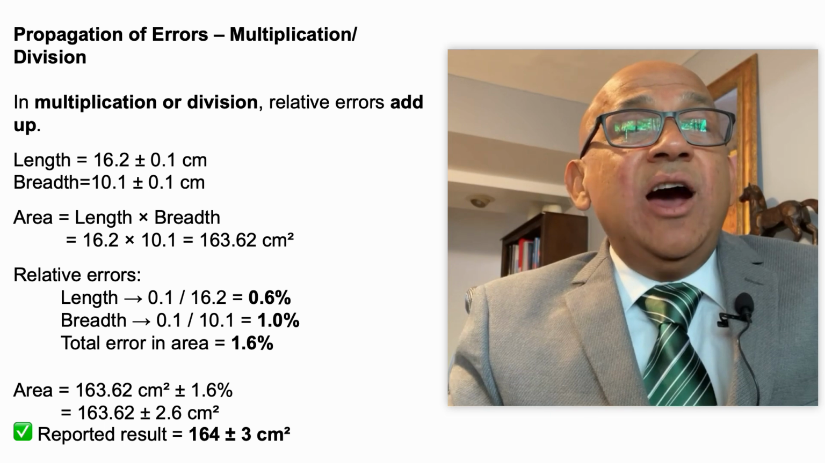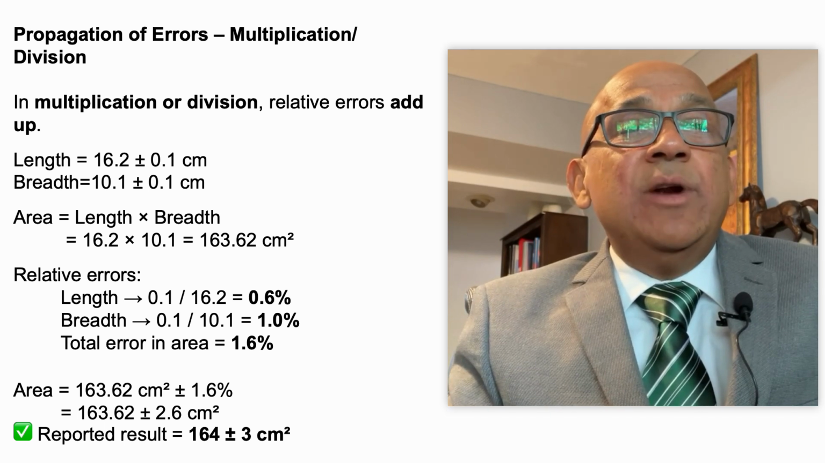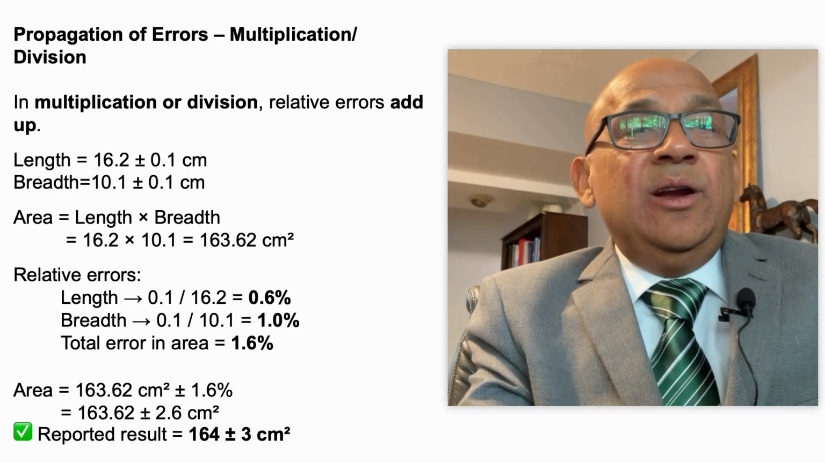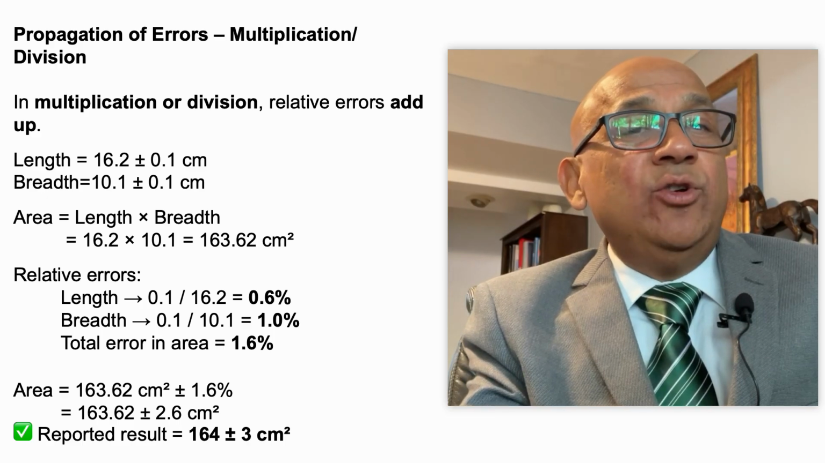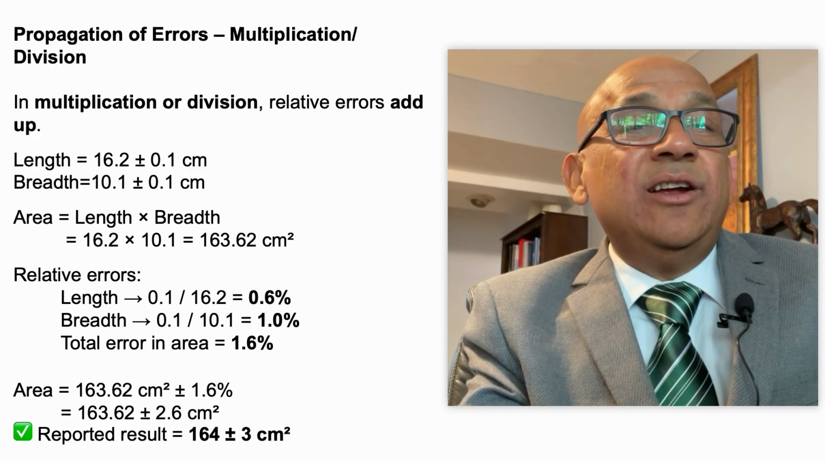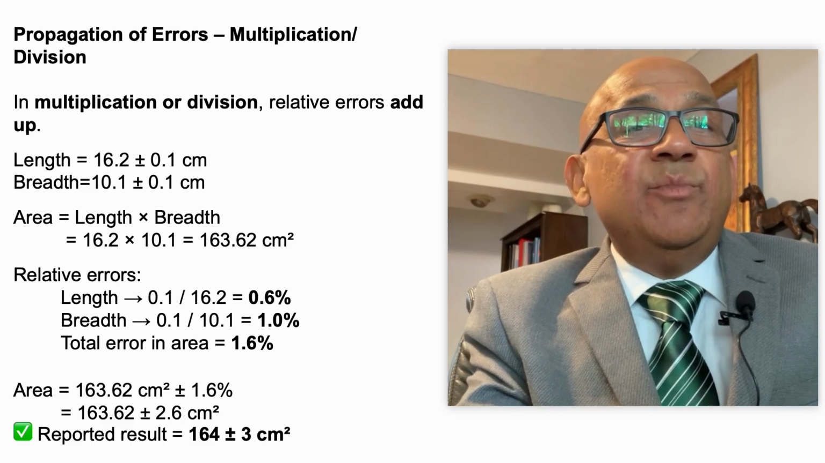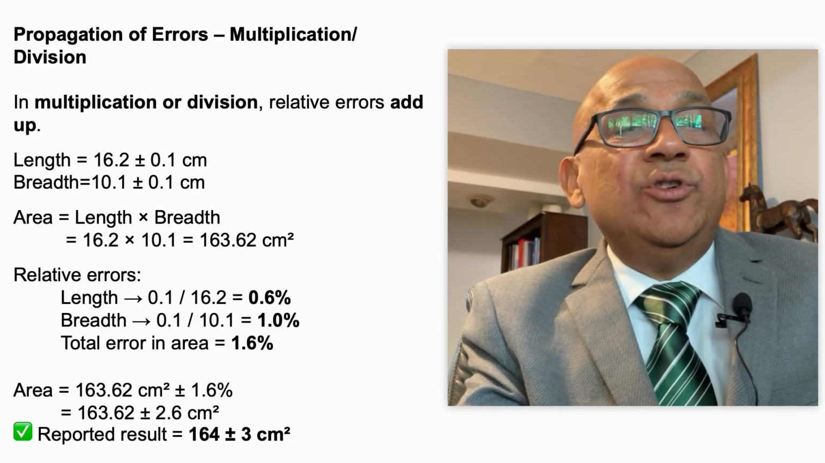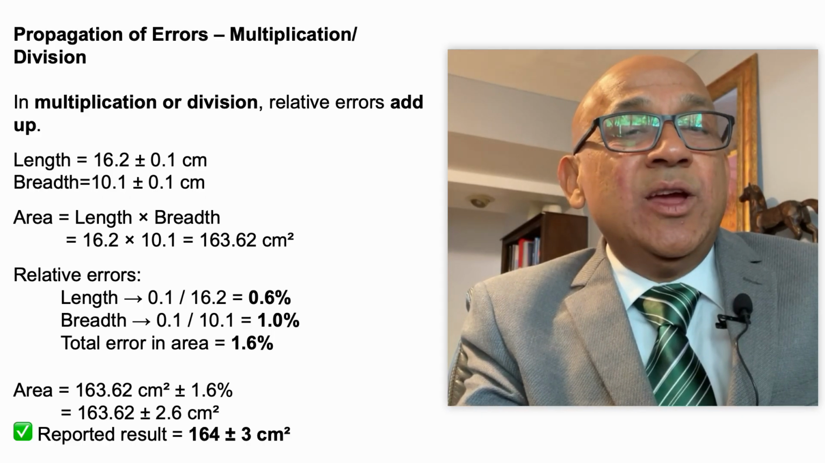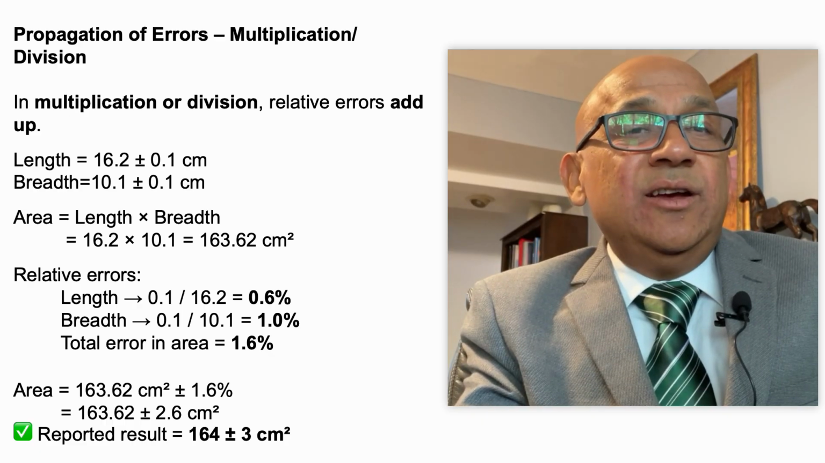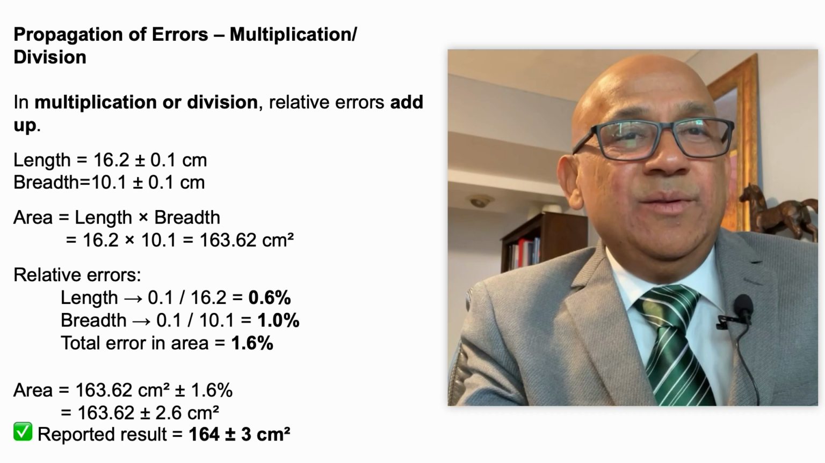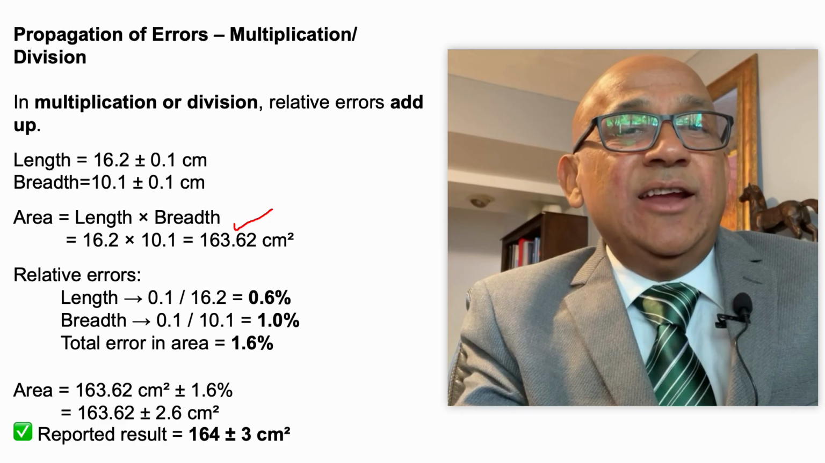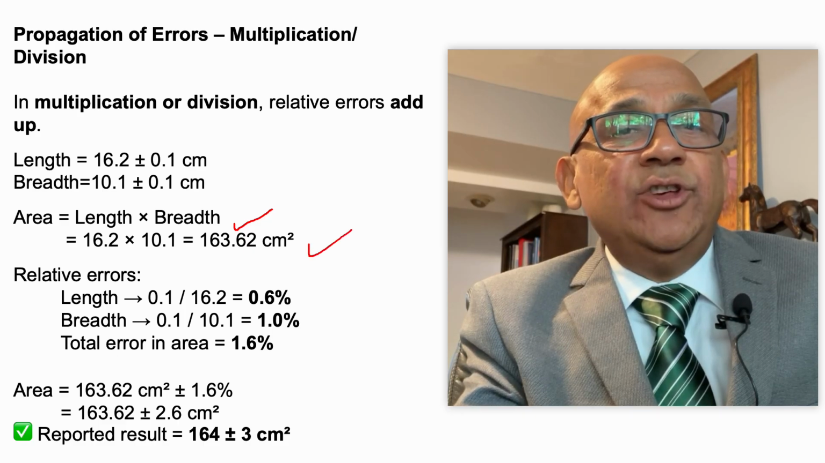So, now let us see how the errors propagate. When we do multiplication or division, relative errors add up. Let us say the length of an object is 16.2 with an uncertainty of 0.1 centimeter and the breadth is 10.1 centimeter, again with an absolute error of 0.1 centimeter. Now, if I find the area with this length and breadth, then you simply multiply length and breadth and you come up to 163.62 centimeter square.